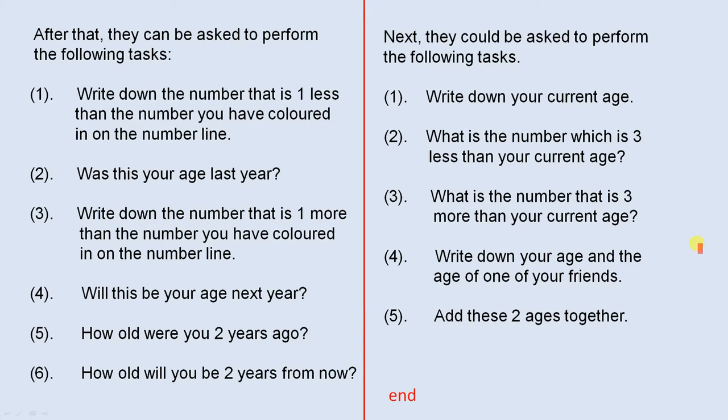After that, they can be asked to perform the following tasks. Write down the number that is one less than the number you have coloured in on the number line. Was this your age last year? Write down the number that is one more than the number you have coloured in on the number line. Will this be your age next year?